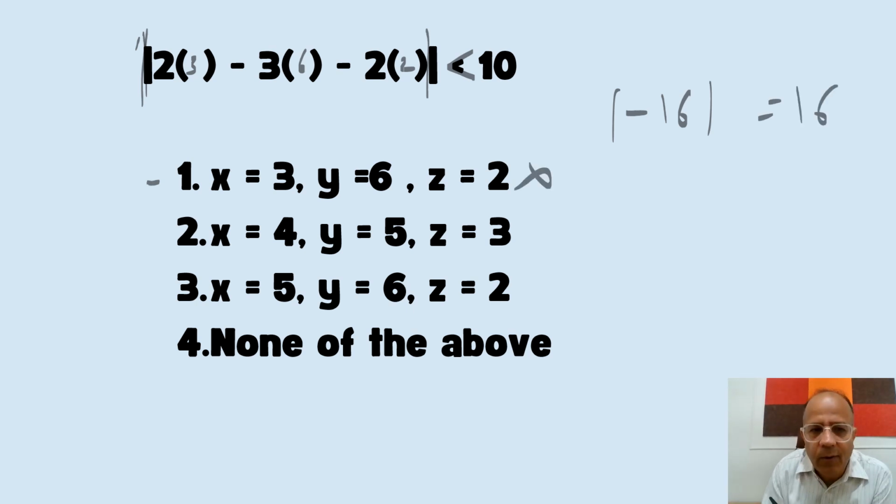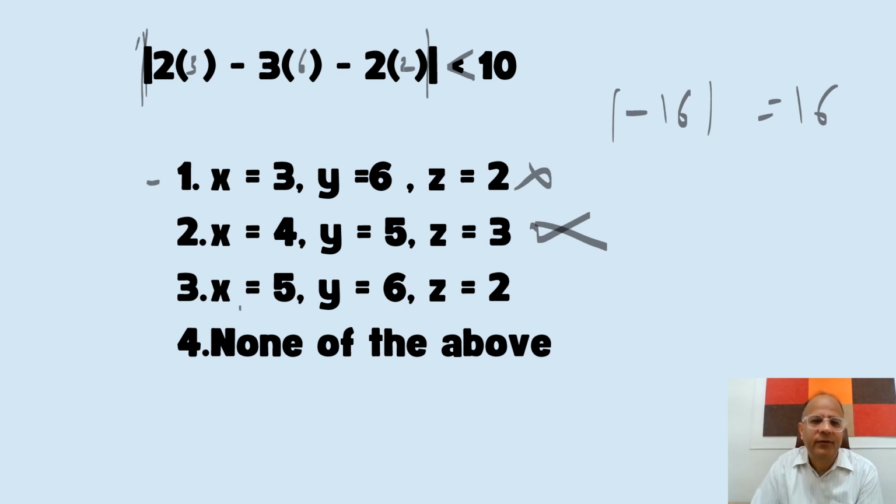Similarly, I'll try the other options. 2 into 4 would be 8, and 3 into 5 minus 15, and z again it's going to be more negative than 10, and when you take a modulus it's going to be more. So it is also not going to work.